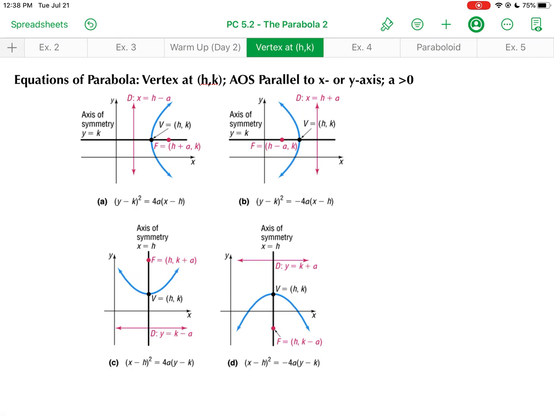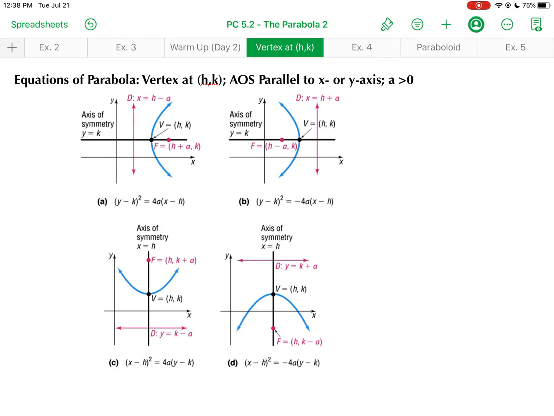Okay. Now, on your screen here, you see the equations for our parabola in the 4 different scenarios of opening right, left, up, down, and the vertex now being considered at the point (h, k) rather than at the origin. All right. Now, understand that the equation for the parabola changes based off of our transformation rules.